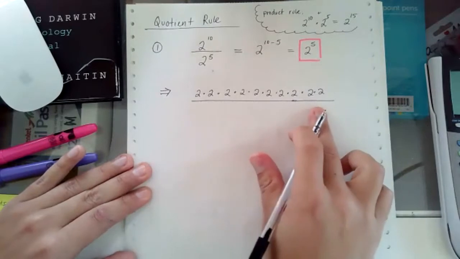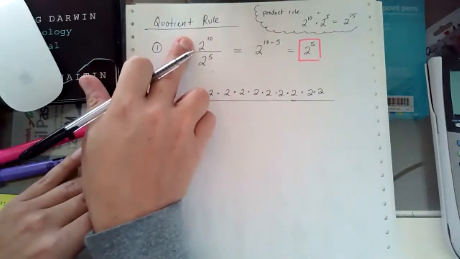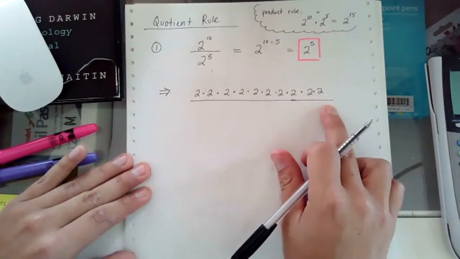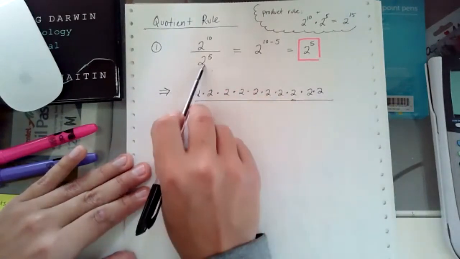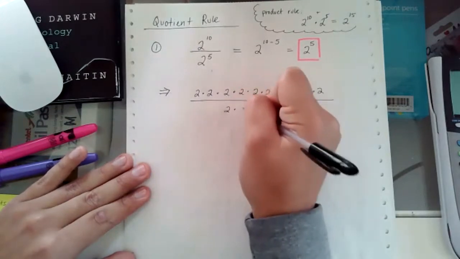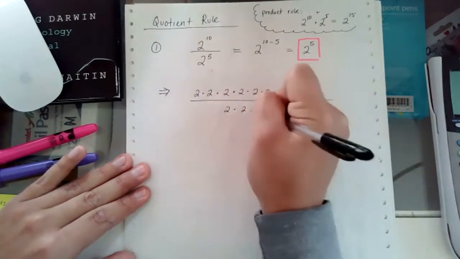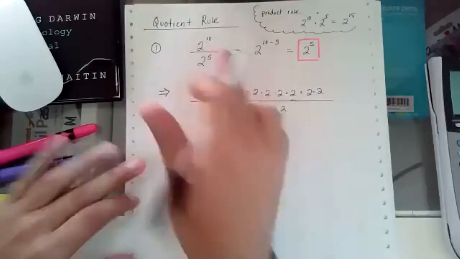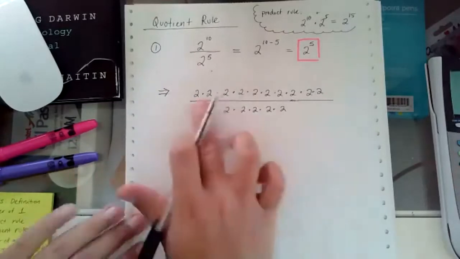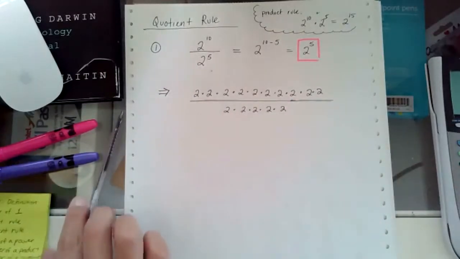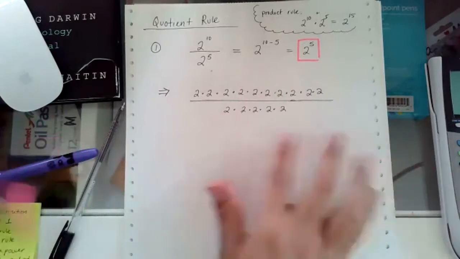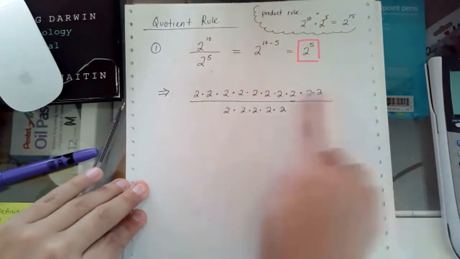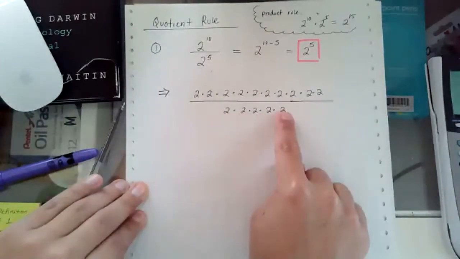Another reason why it's nice to have exponent notation is so that we don't have to write out the same number over and over again. And then on the bottom here, we should have 1, 2, 3, 4, 5 of these 2's. That's what we're really looking at when we write this expression with exponents. Now that we have it all written explicitly, this is just a normal fraction. And we have 10 factors of 2 on top and 5 factors of 2 on the bottom.